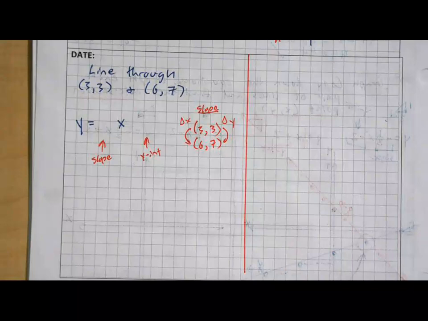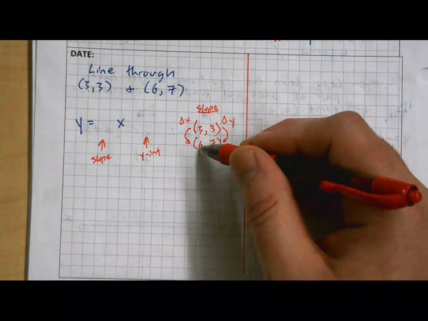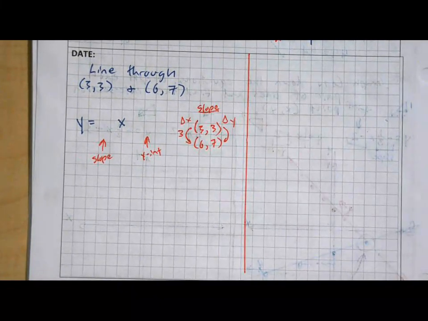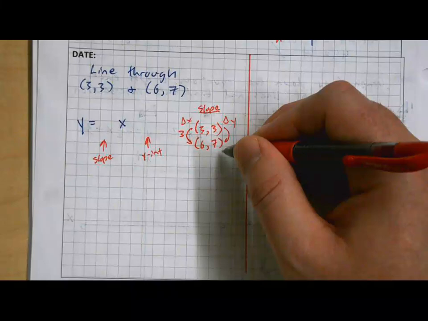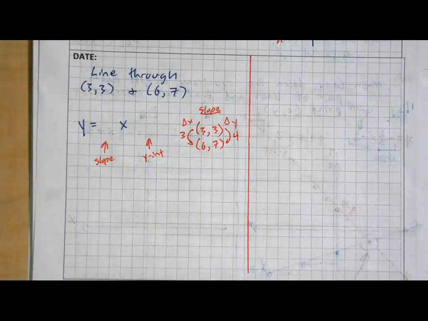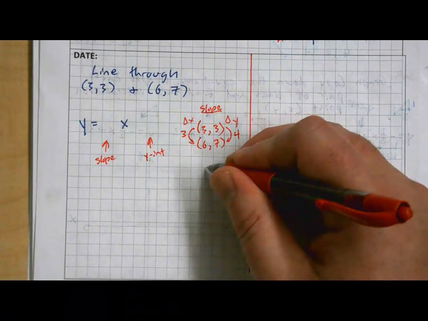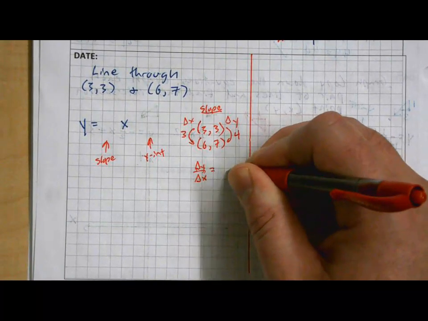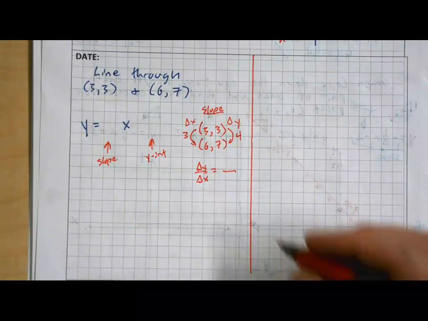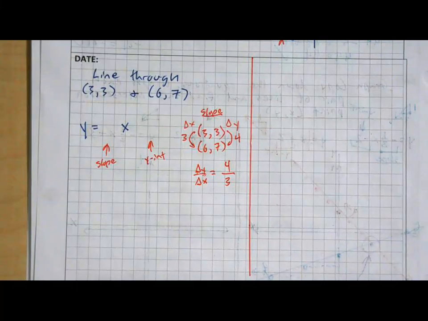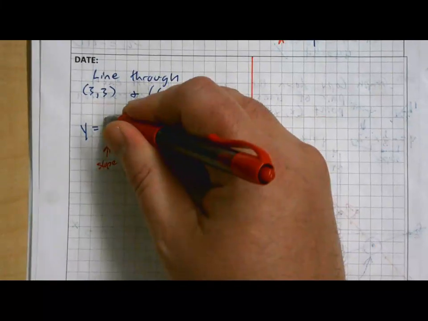So what is my change in x? How do I get from 3 to 6? Change in x is 3. And what's my change in y? What gets me from a 3 to a 7? 4. So to find our slope, we just need to do change in y over change in x. What's that going to be for this? It's going to be a fraction. It's going to be positive 4 over 3. Oh my goodness, who would have expected it? It's 4 over 3, guys. Put that 4 over 3 right here.